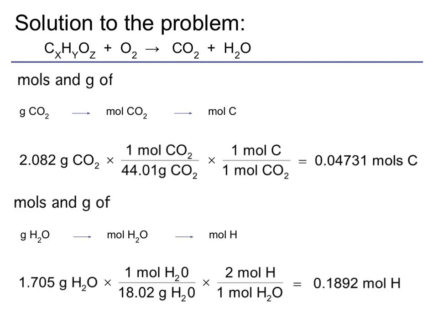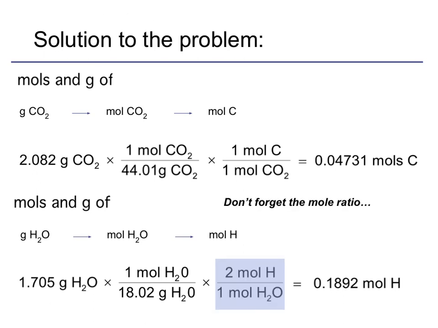We then do the same thing for hydrogen. We collected 1.705 grams of water. We use the molecular weight of water to convert that over to moles of H2O. Then we do have to recognize that there are 2 moles of hydrogen for every 1 mole of H2O. And so don't forget that ratio. And so we calculate that we had to have had 0.1892 moles of hydrogen present in our initial sample. So now we know how many moles of carbon we had to start with and how many moles of hydrogen we had to start with.